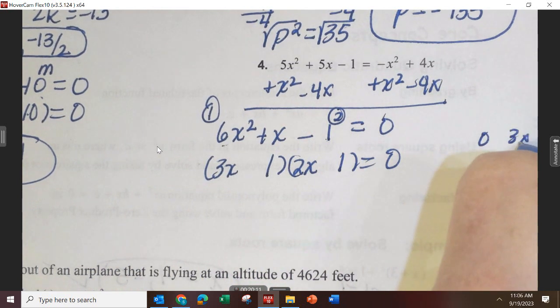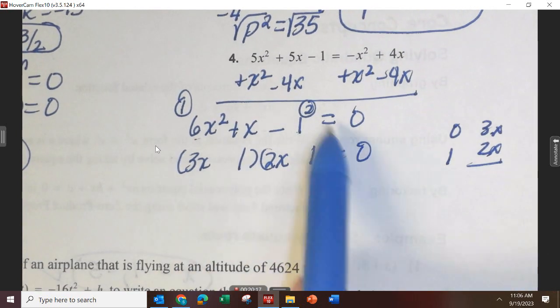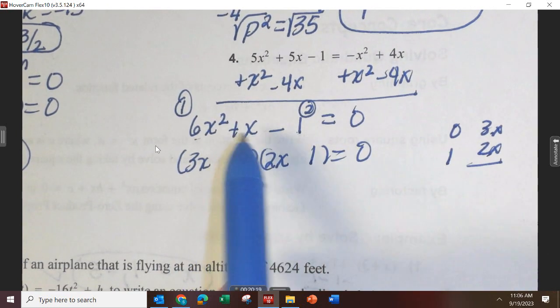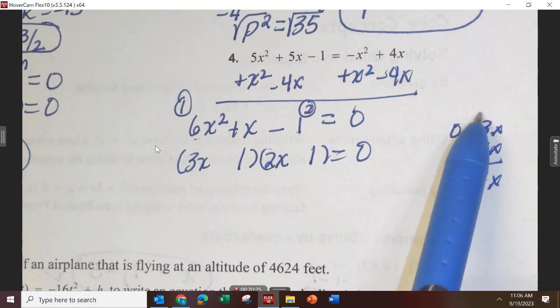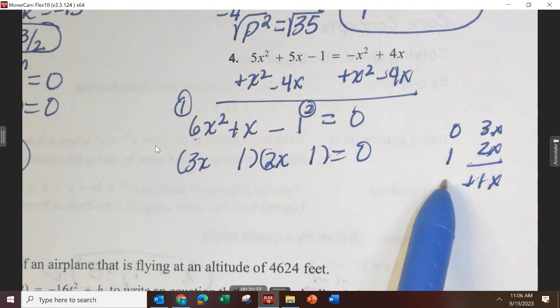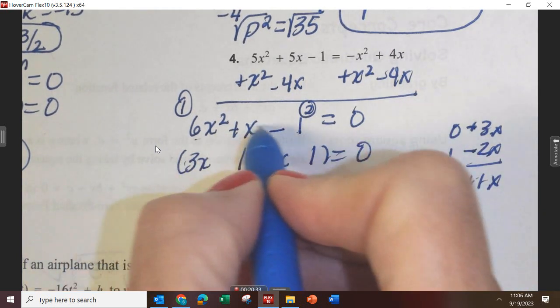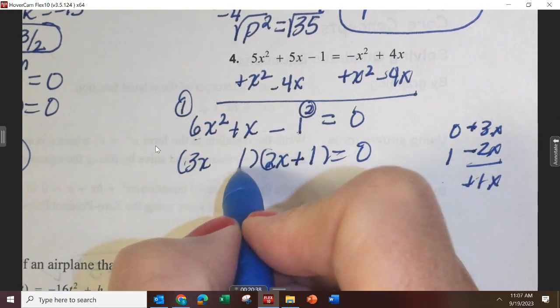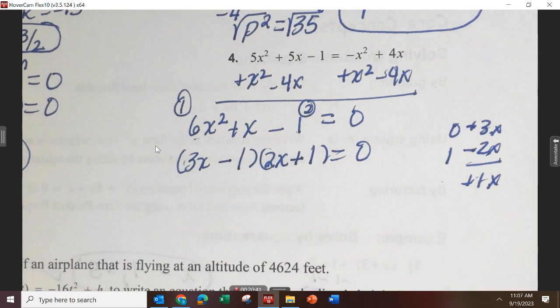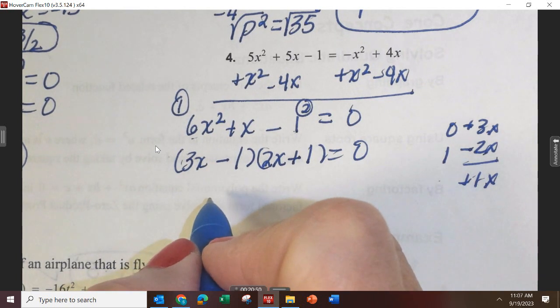The outers give us 3x. The inners give us 2x. With those outers and inners, I'm trying to get a positive 1x. So which of those needs to be positive and which needs to be negative? 3 has to be positive, 2 has to be negative. Here's where the 3's coming from. The 3 has to be positive, the 2 has to be negative. Okay, that's the way you want to think of that. Can you go directly to the answers? Can you think ahead and get them?